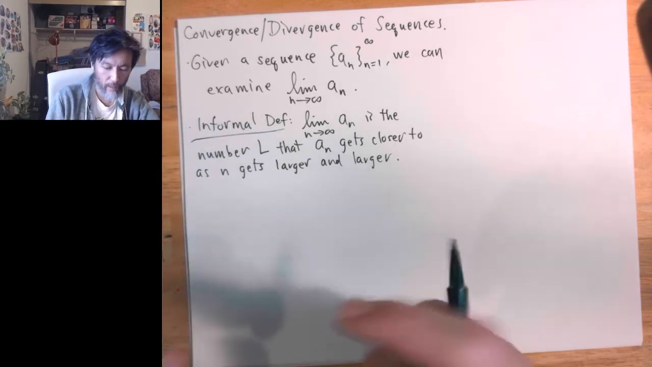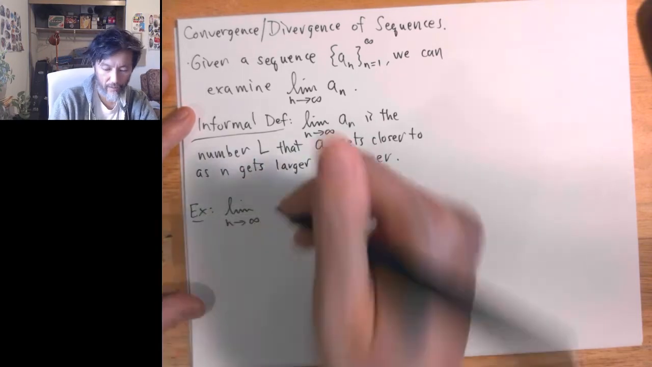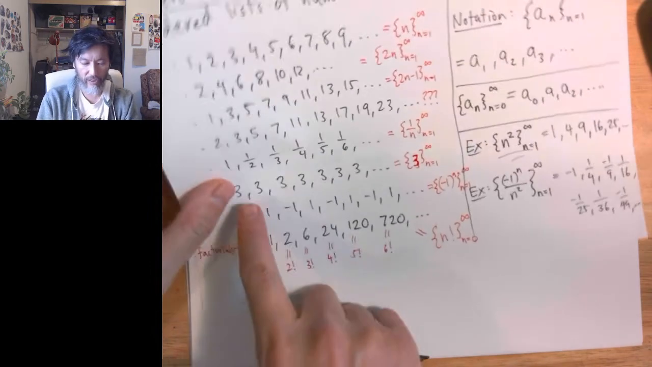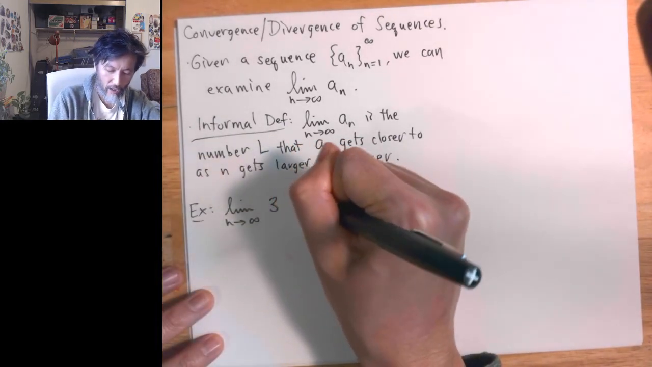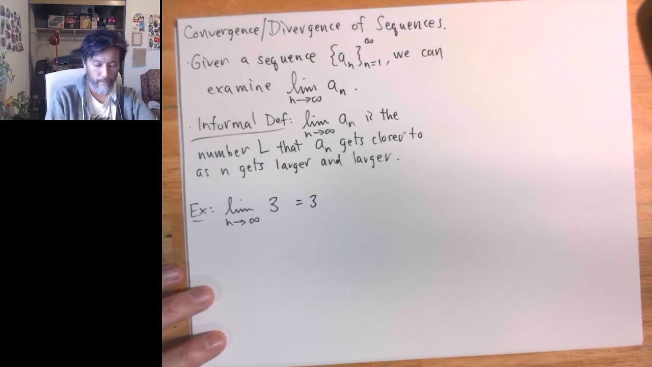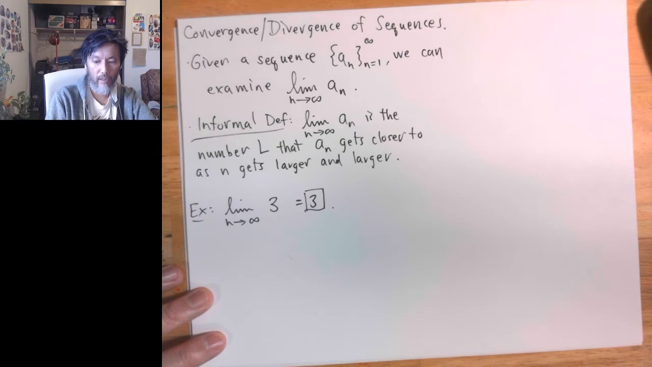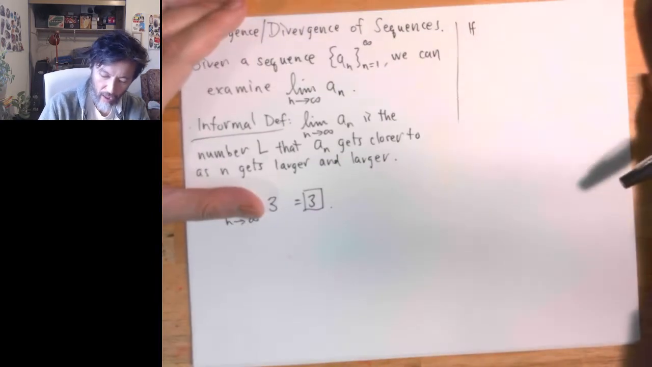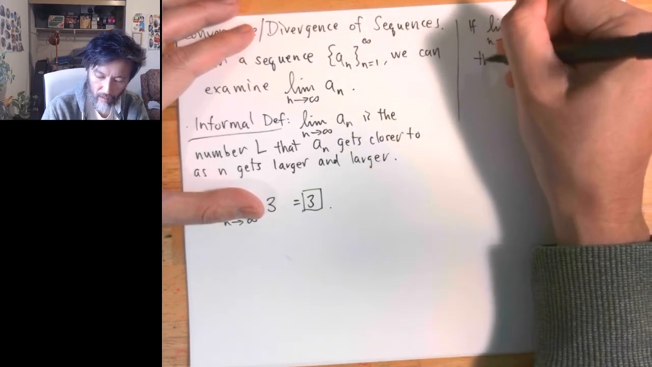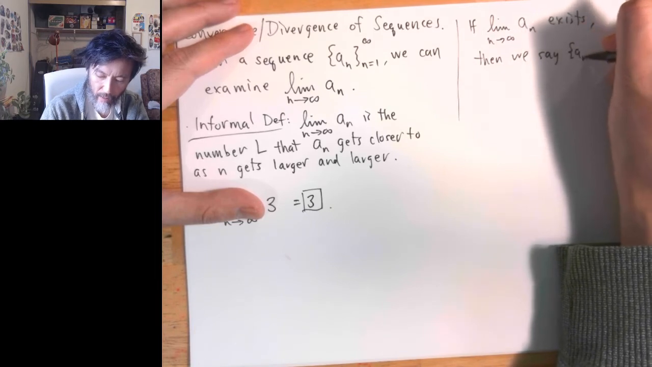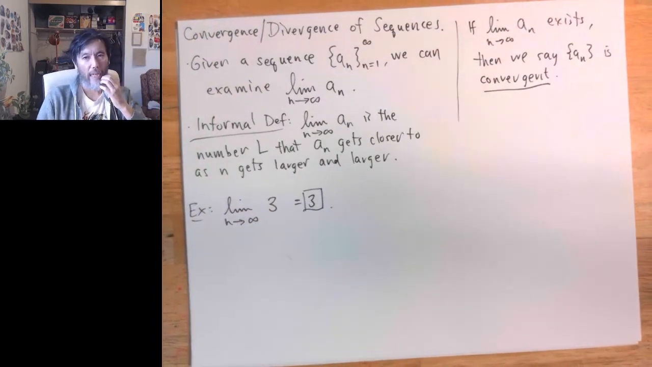Now, let's just look at an example. We could look at the limit as n approaches infinity of a sequence like 3. So I'm going back to the sequence 3, 3, 3, 3, 3, 3, 3, 3, 3. The limit as n approaches infinity of 3, you'll be shocked to know, is 3. And so we say that the sequence converges. I'm sorry, I forgot to write that. Maybe I'll write that over here. So if the limit as n approaches infinity of a sub n exists, then we say the sequence a sub n is convergent. If not, then it diverges.